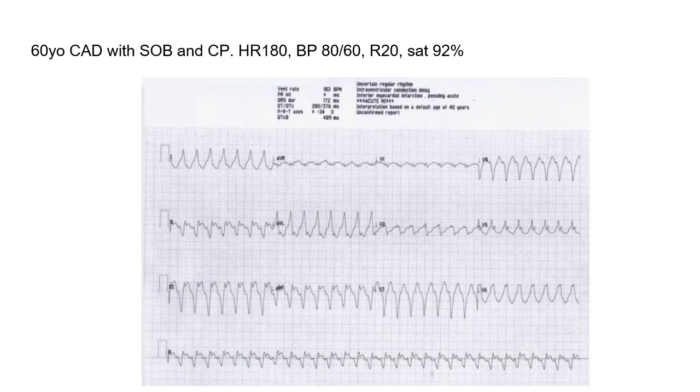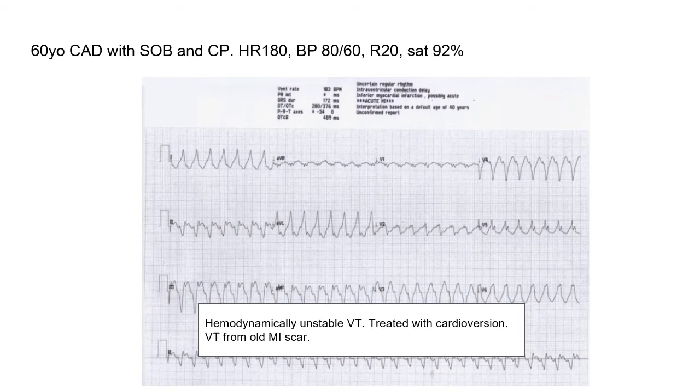Yeah, Vtac. In a 60-year-old with coronary artery disease, more likely to be Vtac, but another cause may be SVT with a block, with the conduction abnormality. A heart rate of 180 is probably a little bit too fast for atrial flutter 2-to-1, but that could be an option as well. But I don't really see flutter waves.